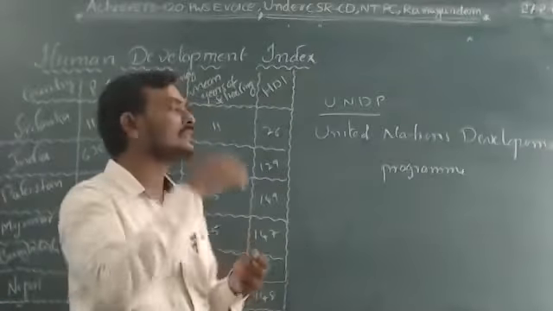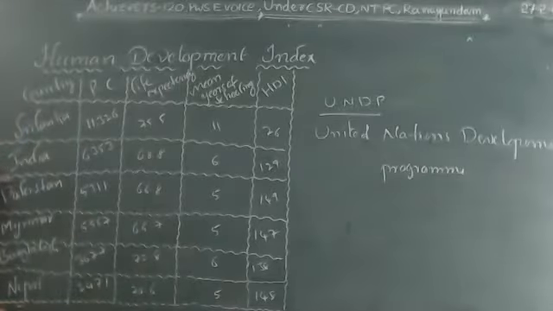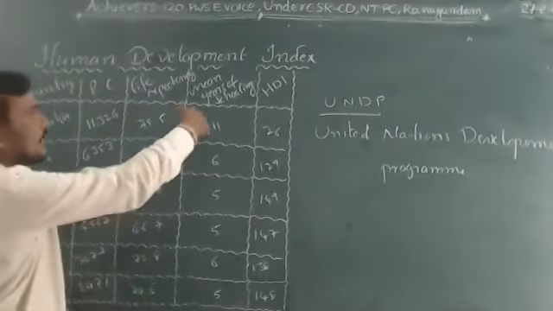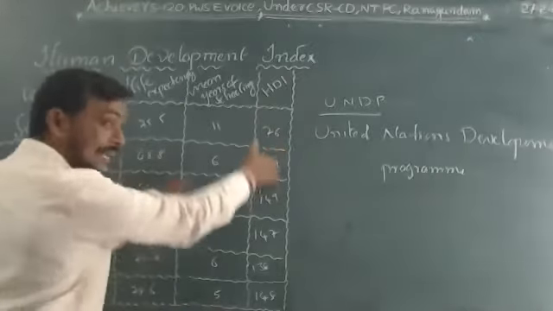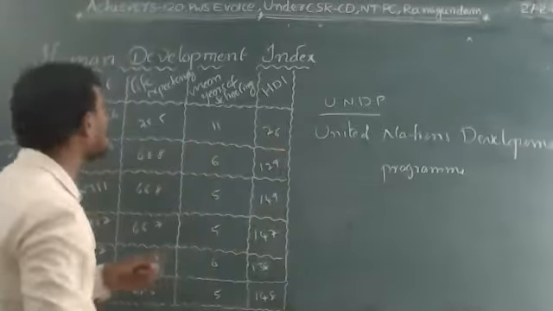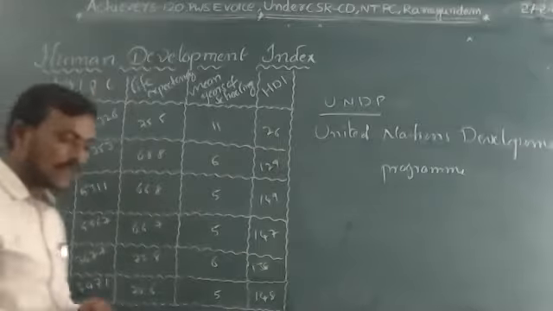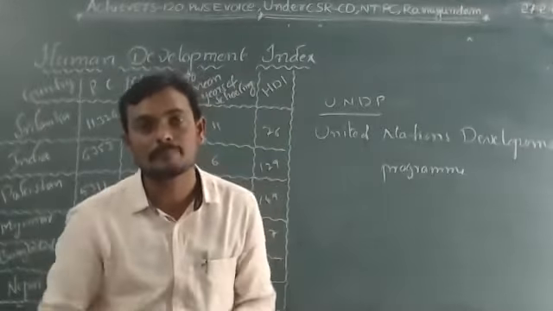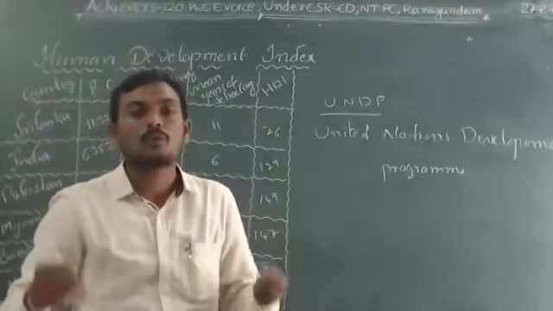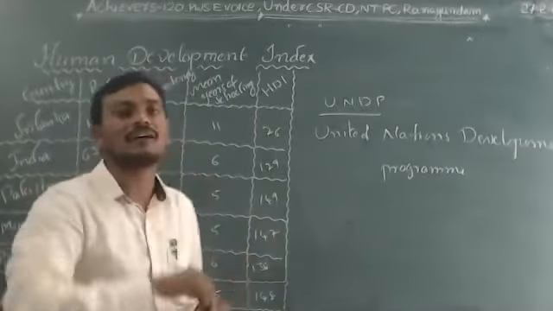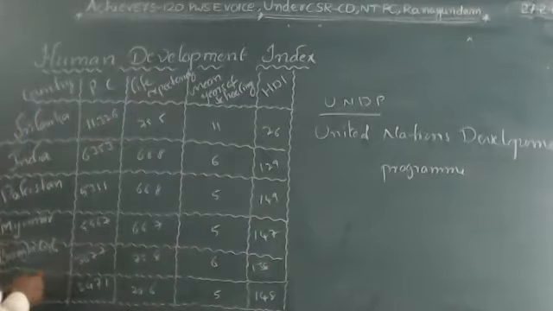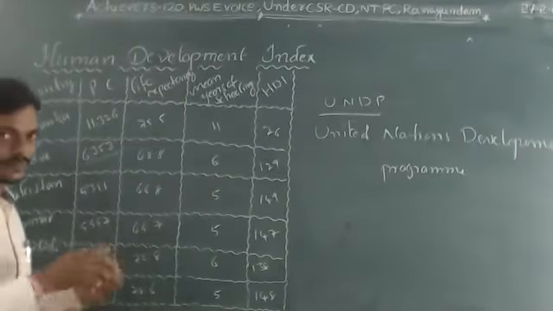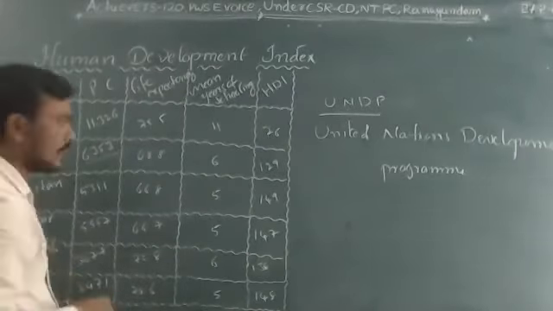So let us see the table. There are 6 countries given, with their per capita income, life expectancy, mean years of schooling, and Human Development Index ranking. First of all, what is per capita income? As I told you in the previous class, the average income of a country is called per capita income. According to the given table, what was the per capita income of India? Very easy to answer: the per capita income of India is 6,353 rupees.